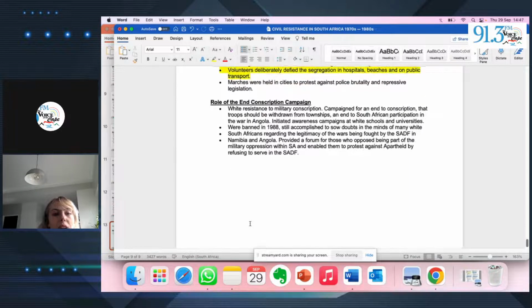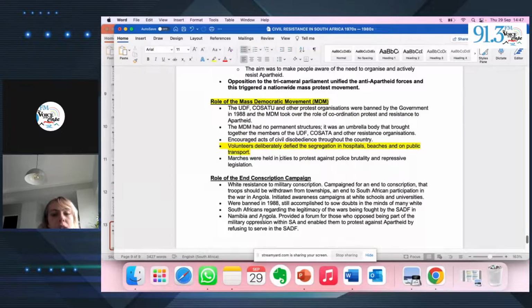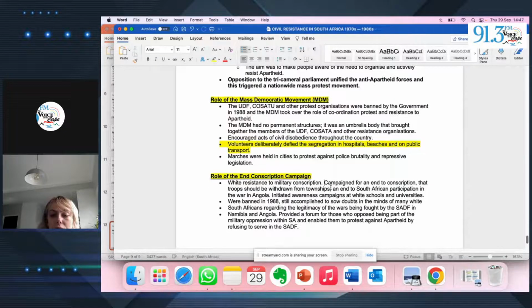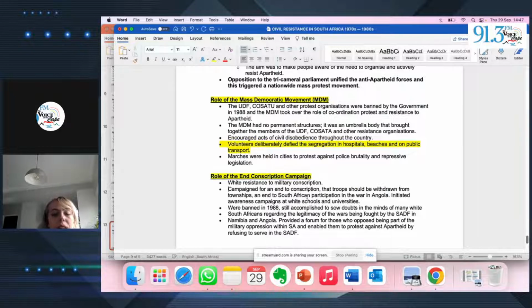And then the End Conscription Campaign. So when we think about this part, this is more for the whites. So the whites had resistance to military conscription as P.W. Botha increased military conscription to 2 years. So they campaigned for an end to conscription, that troops should be withdrawn from townships, and an end to South African participation in the war in Angola.